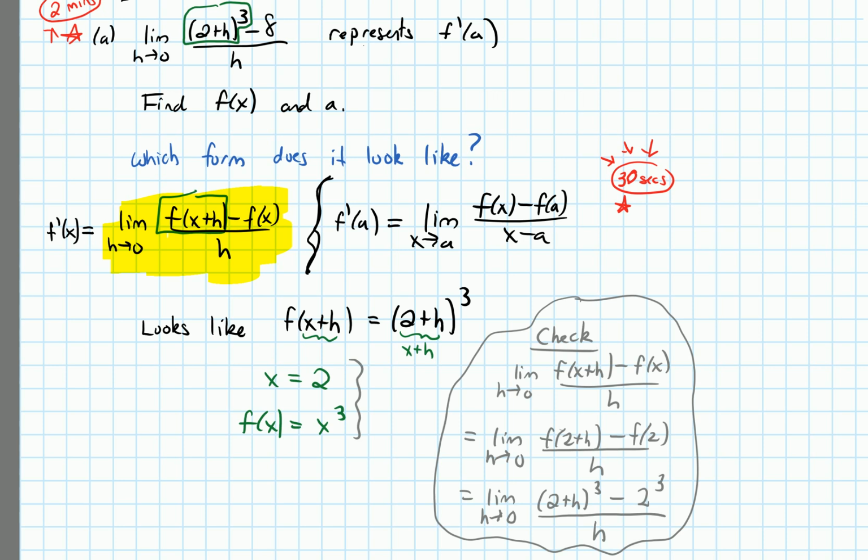So let's just write it out. f of x is x cubed, and we were calling our point a instead of x, so the a value is 2. And that is our answer right there.